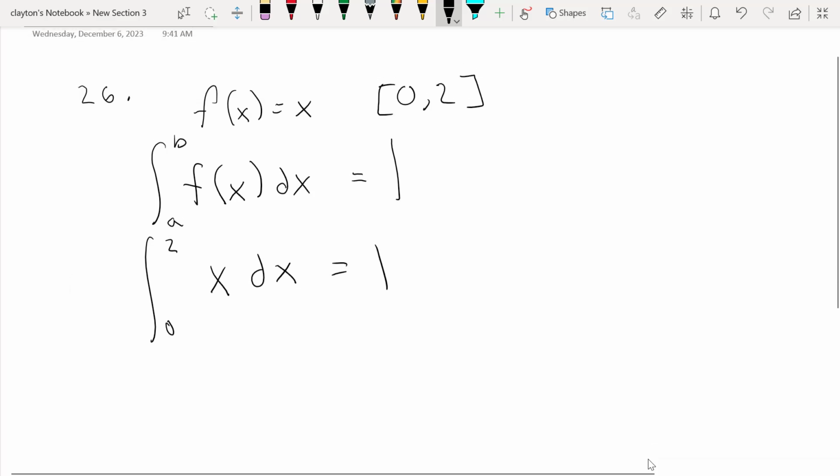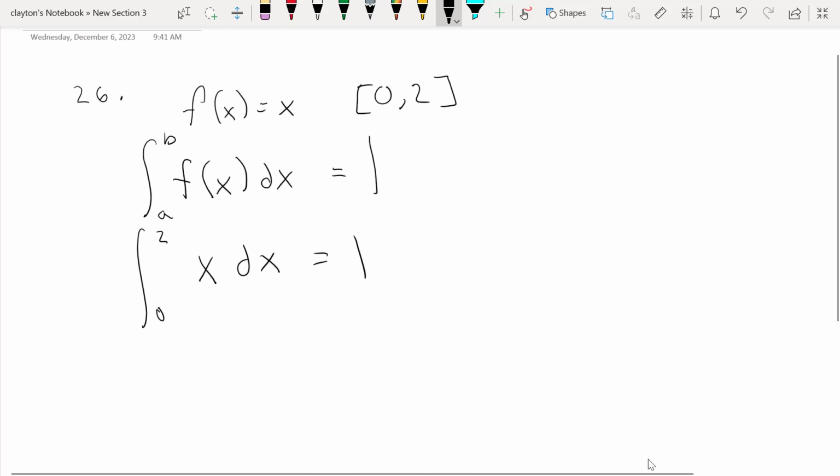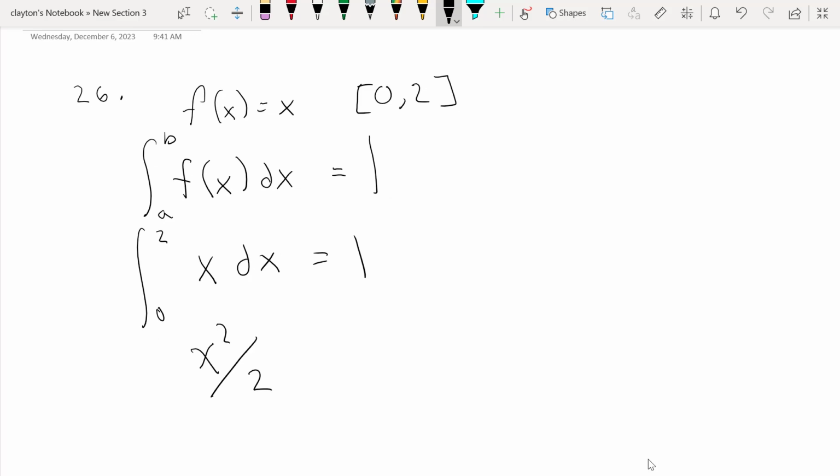I'll show both ways. You can do this by hand. This is just a reverse power rule. So if I add 1 and divide by the same value, I plug in 2 and 0. Well, if I plug in 2, I get 2 squared divided by 2, I get 2. If I plug in 0, I get 0. And so I end up with 2, which we can see is not equal to 1. So that's the way if we wanted to do it by hand.